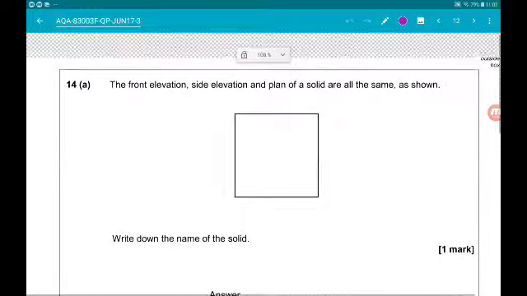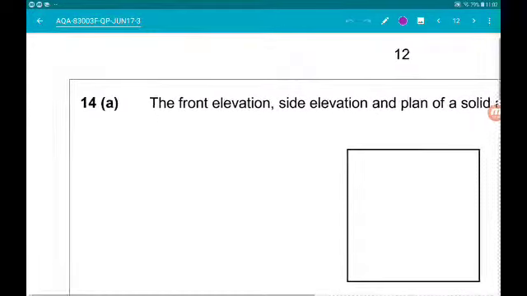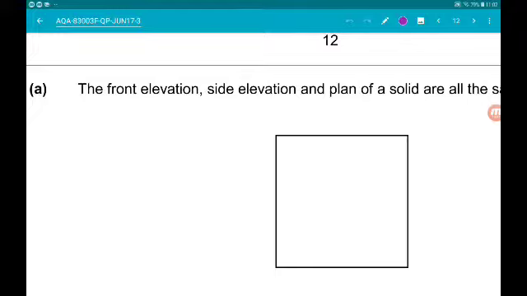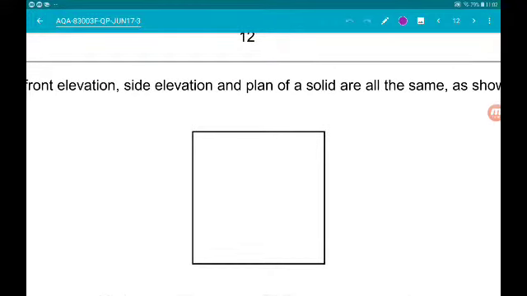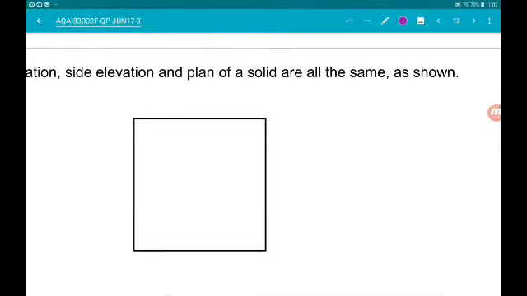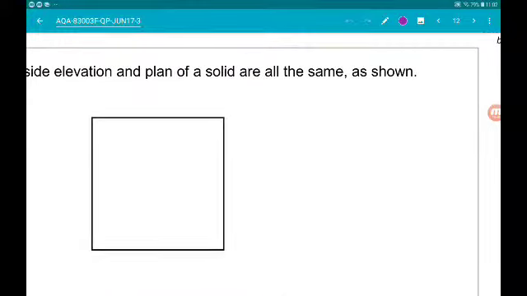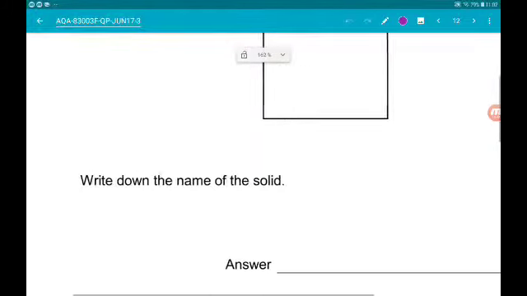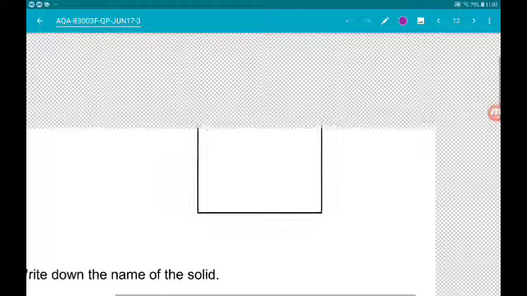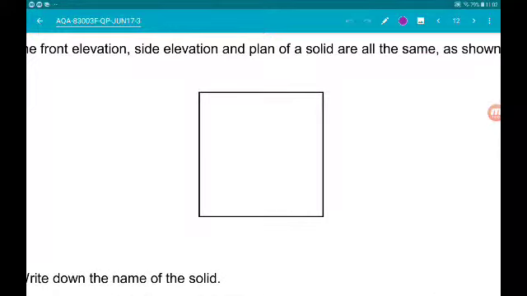Okay, 14. 14A, so the front elevation, side elevation, and plan of a solid are all the same as shown. We are asked to write down the name of the solid. So, solid means 3D shape. This is a square, so what 3D shape looks like a square when you see it from the front, side and top? It's a cube.